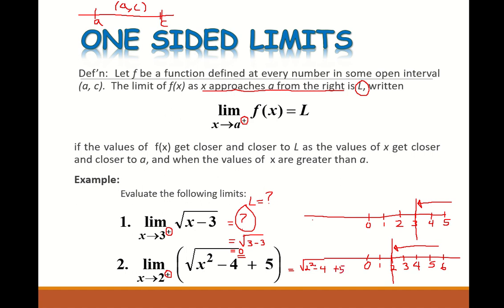Okay, so this one, 2 squared is equal to 4 minus 4, which is 0. So the square root of 0 is 0, then plus 5. Therefore, the limit of the function from the right is equal to 5.